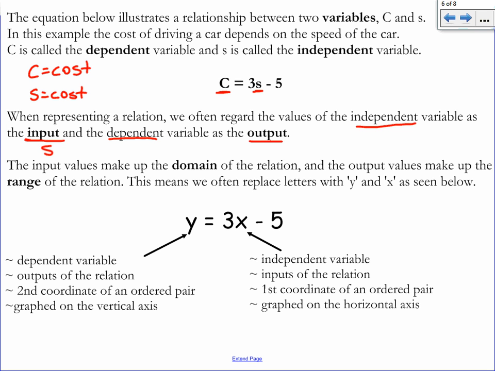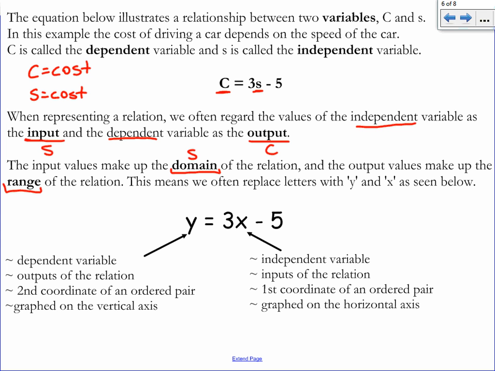Finally, the input values make up something called the domain. And the output values make up something called the range. So in this case, our input was S. So S would make up the domain, and C would make up the range because it was the output variable.